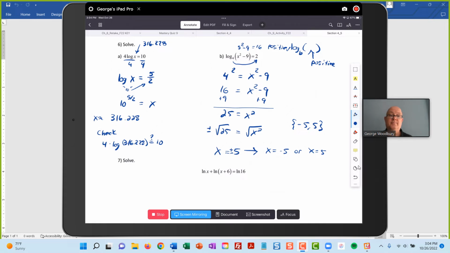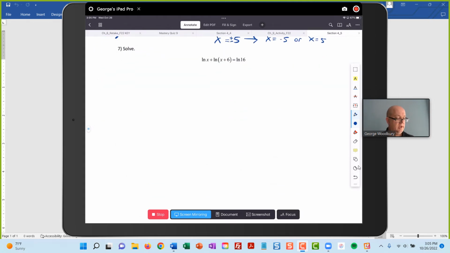Now the last one has a couple of things that are different about it. First, we don't have a logarithm equal to a number. We can't isolate a logarithm, and that's okay. We can also solve equations where we have one logarithm equals another logarithm. And the property we're going to use here is the one-to-one property of logarithms.